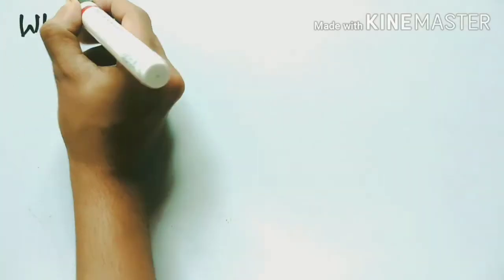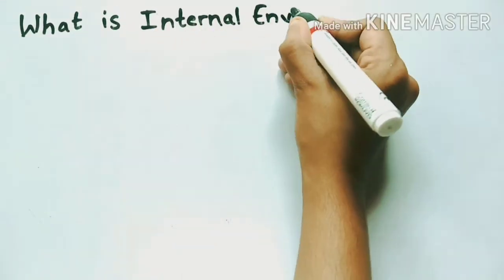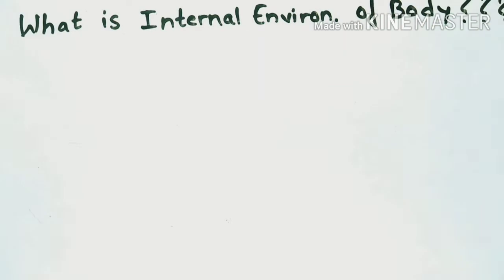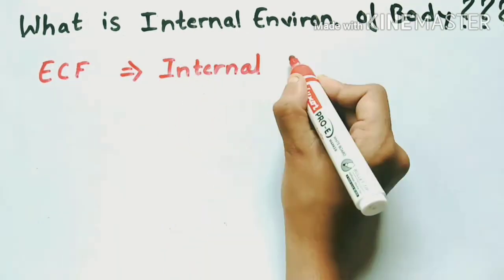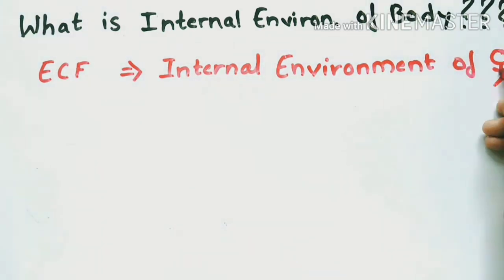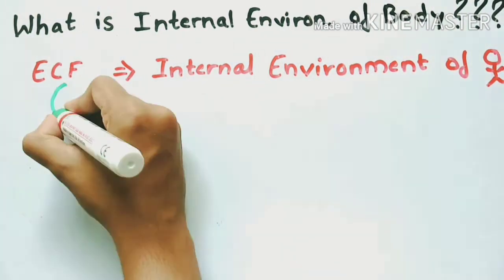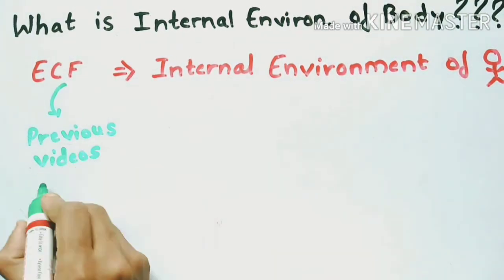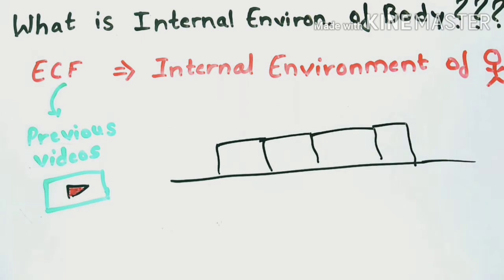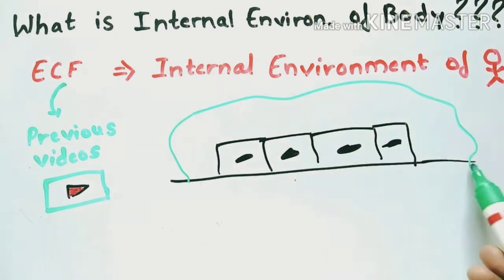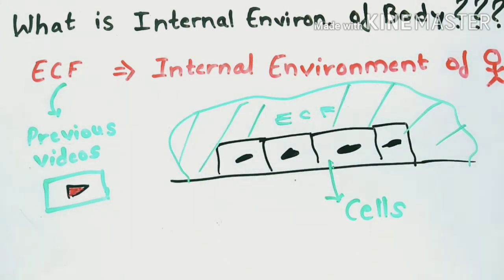So whenever I'm talking about homeostasis, I'm referring to the internal environment. So exactly what is the internal environment of the body? The internal environment is the ECF, that is extracellular fluid. I've talked about ECF in previous videos, so you can check it out to clear your ideas. So ECF is basically a fluid that surrounds the cell, meaning your cells literally live in the ECF.